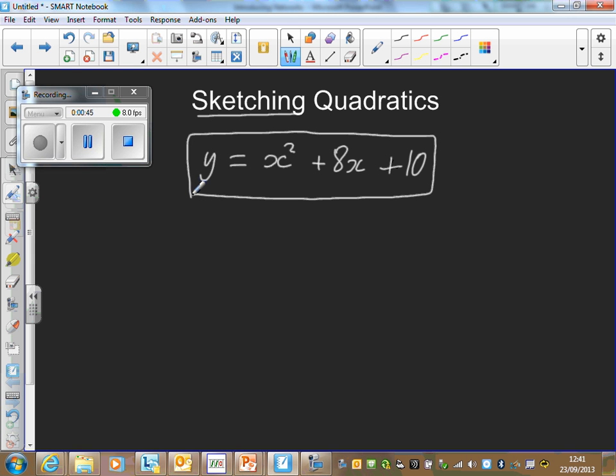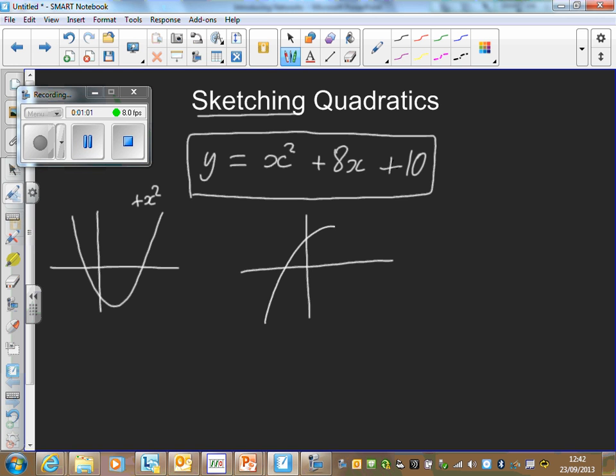Now, the quadratic graph, if I draw a random example, is going to look something like that. This is for when it's a positive x squared. If it's negative x squared, so for example, it's going to look something like that.